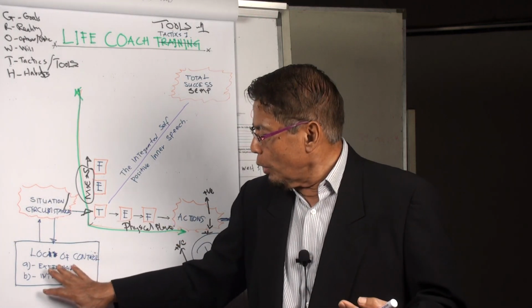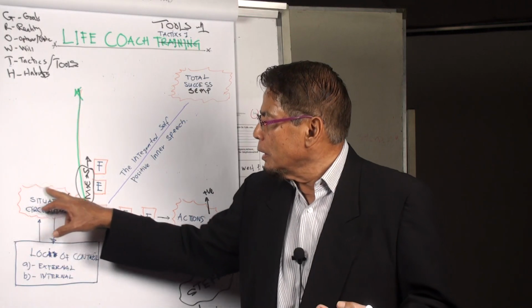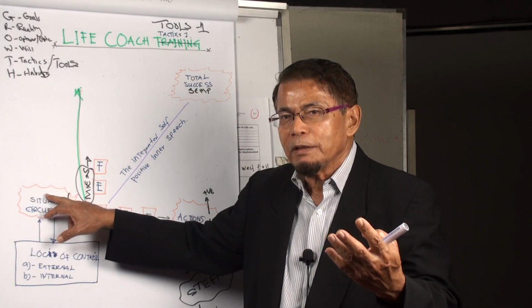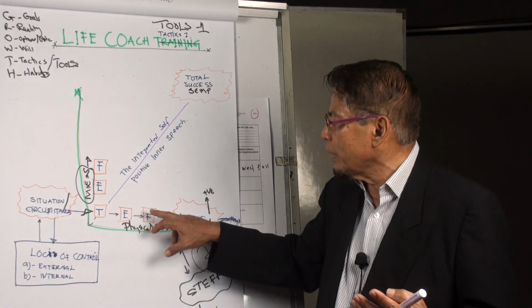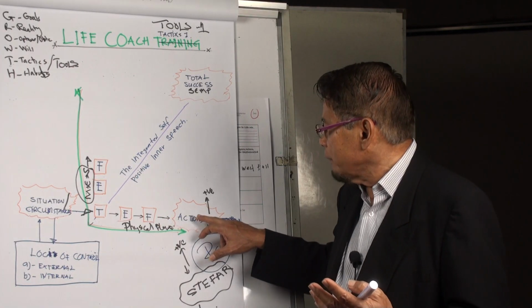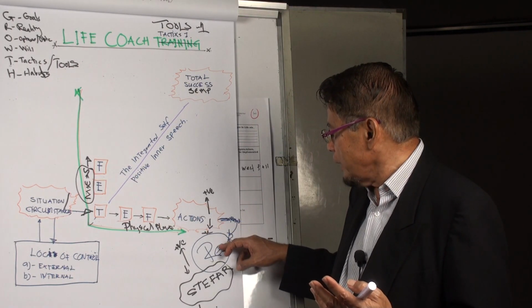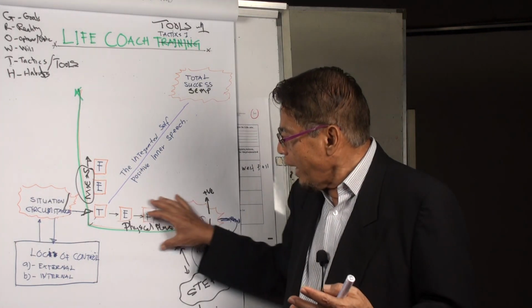All right. So your locus of control, if it is external, will affect your evaluation of your situation, whether positive or negative, whether good or bad, and then it will affect your thoughts. Thoughts will affect your emotion. Emotion affects your feelings. Feelings affect your actions. Then actions result in the STEFAR, whether positive or negative, in this world at the physical level.